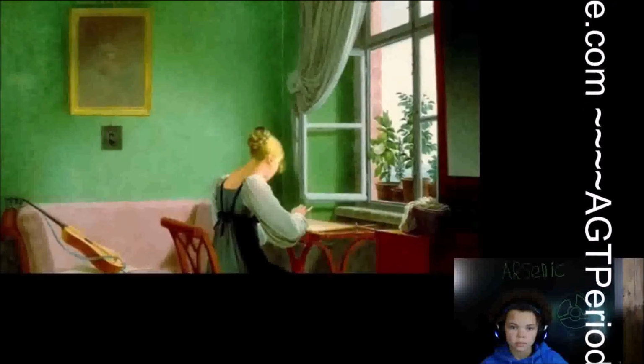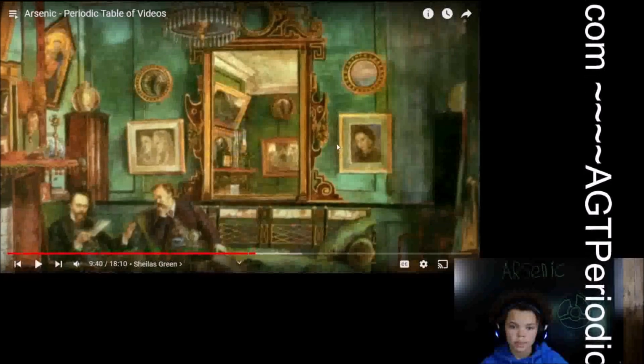There's another completely different way that people in the 19th century were poisoned by arsenic, and that was from the green colouring, the green pigment that was used in their wallpaper. This green pigment is a copper.